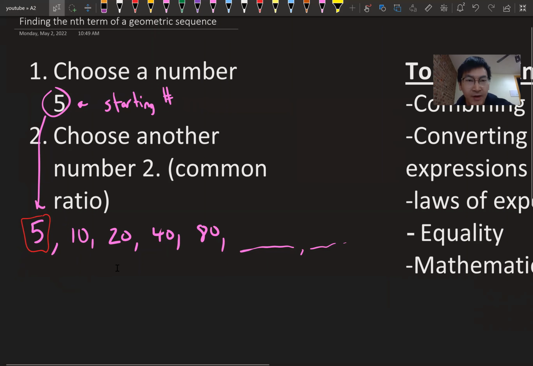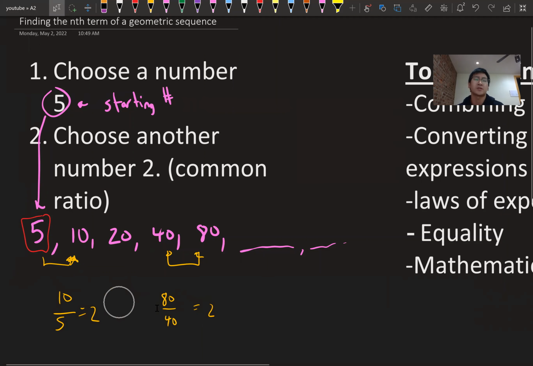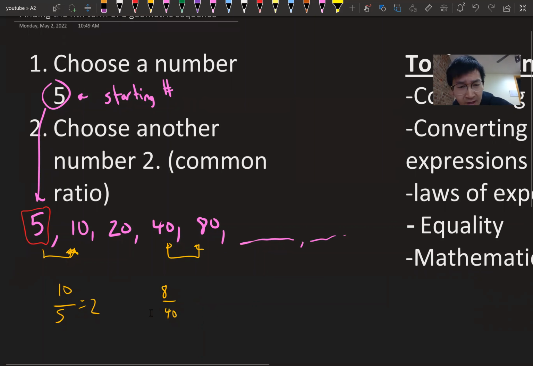For example, if I lock these two in, this one appeared after, so it's 10 over 5, that's 2. You could do this anywhere in the sequence. 80 over 40, that's also 2. And you'll get questions where they ask, is this sequence geometric? The way you test that is by doing this.